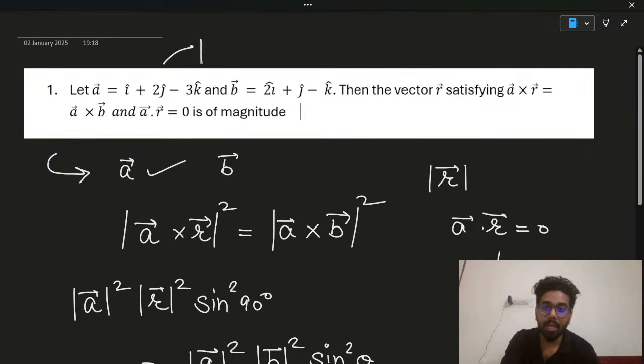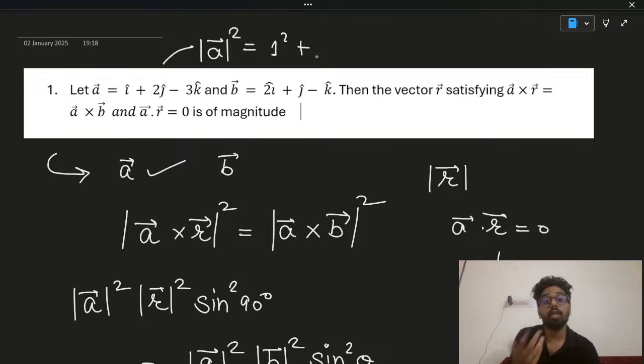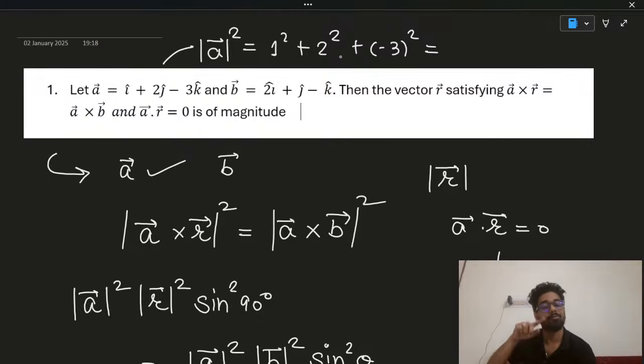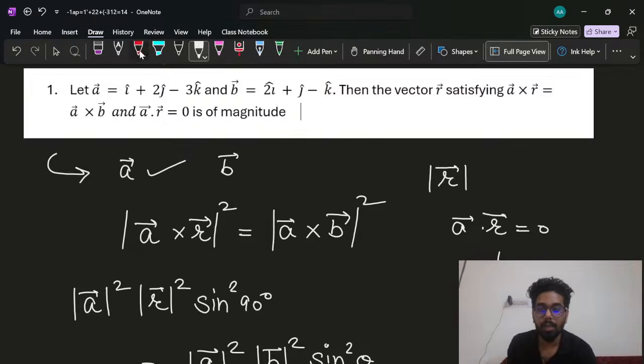Magnitude of A squared is equal to the x component squared plus the y component squared plus the z component squared, which we can call the direction ratios squared. So 2 squared plus minus 3 whole squared plus 1, which is 4 plus 9 is 13, plus 1, 14. In a similar way, I will calculate the magnitude of B squared. Let me write it down over here.